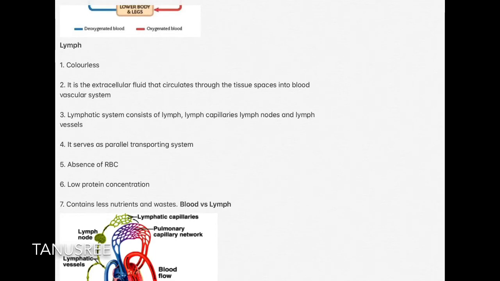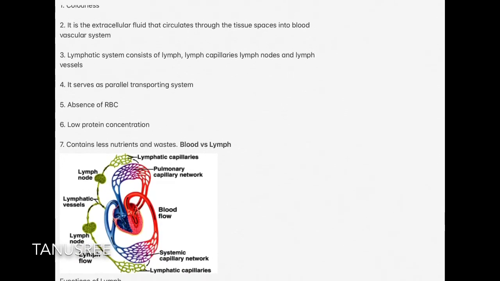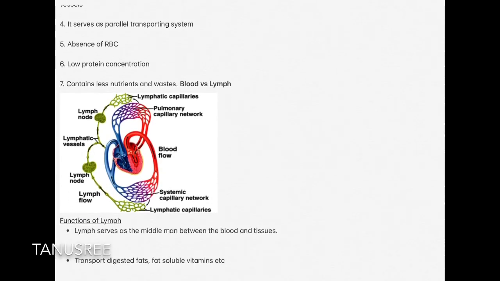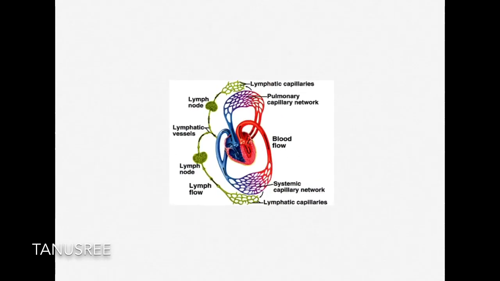Whenever the blood vessels are unable to reach the tissues or collect the nutrients and the excretory substances from the tissues, the lymph serves the purpose. The lymph is not having RBCs in them, and the protein content and the minerals are also less in concentration. So if we look at the lymphatic circulation, this is how it looks.